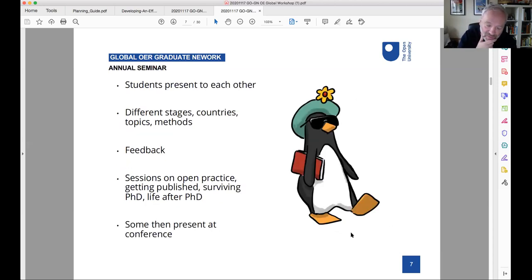So I mentioned the seminar, which forms the main feedback. And as well as the students presenting to each other, we run these sessions on different things like open practice. We've run practical ones on how to get published. We had someone speak from Jisc. We got together some people who had just completed their PhDs and could give advice on how to survive a PhD and also how to get jobs, things to do after a PhD as well. We try to mix in practical advice as well.